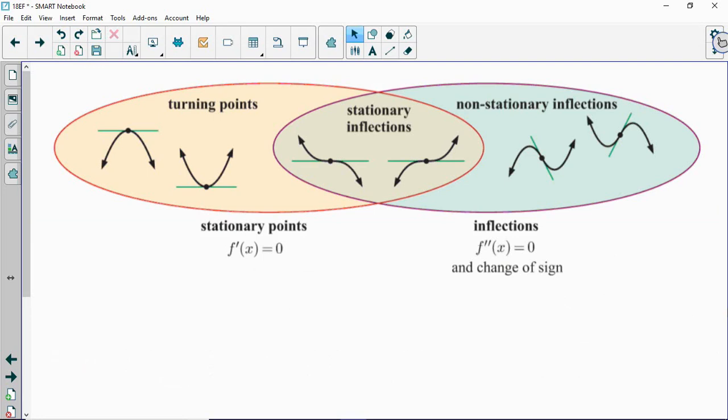So putting this all together, we have stationary points and we have inflection points. Some stationary points are also points of inflection, but not all stationary points are, and not all inflection points are stationary. But if we consider the sign diagrams of f prime and f double prime, we can figure out what it is that we're looking at.